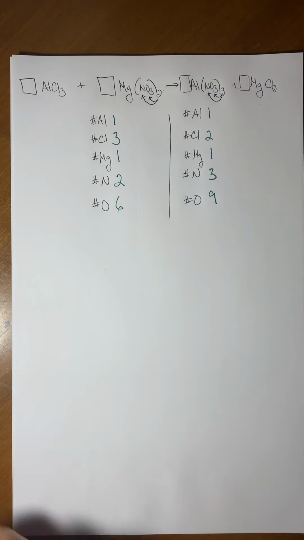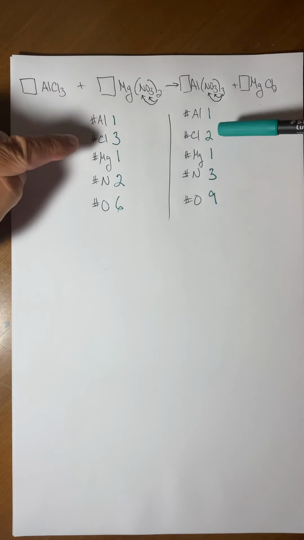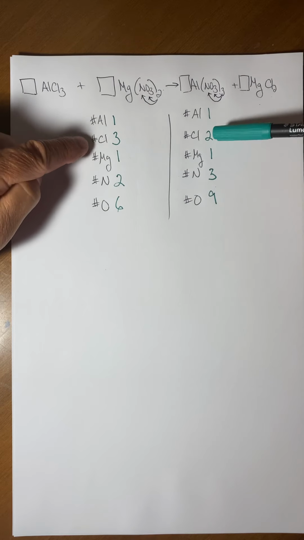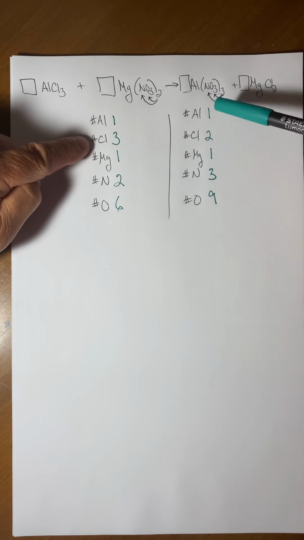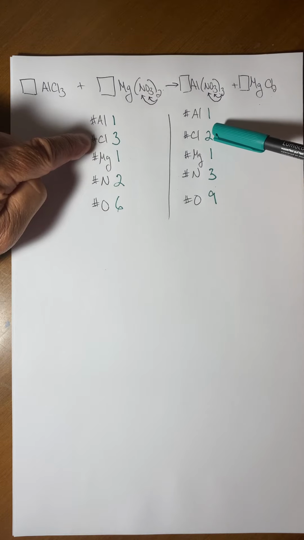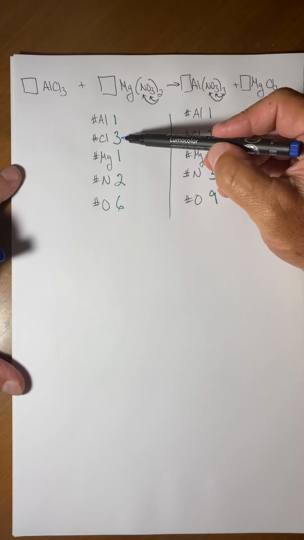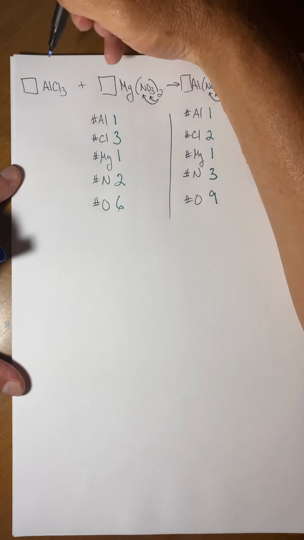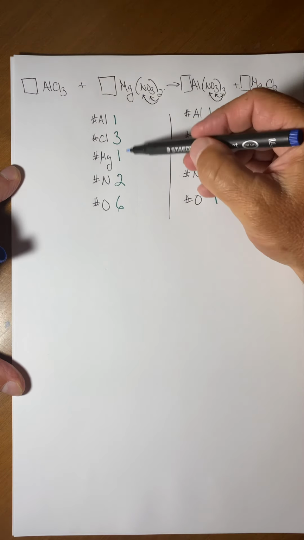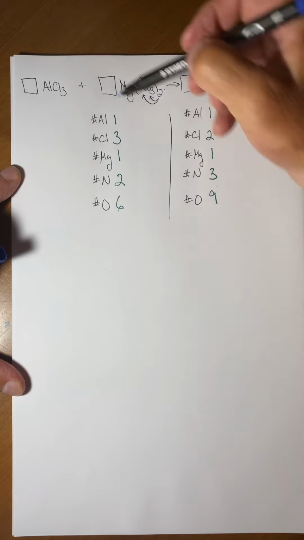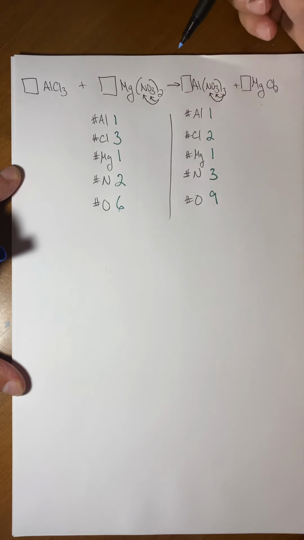So this is a tricky one. My aluminums are balanced. Chlorines aren't, but I have a 3-2 thing. So like the last example, if I multiply this by 2 and this by 3, that generally works. So that's where I'm going to start with this. To get the chlorines to be 6, I have to put a number up here. We're not balancing down here. This is after we put numbers up here. We basically check the inventory again.